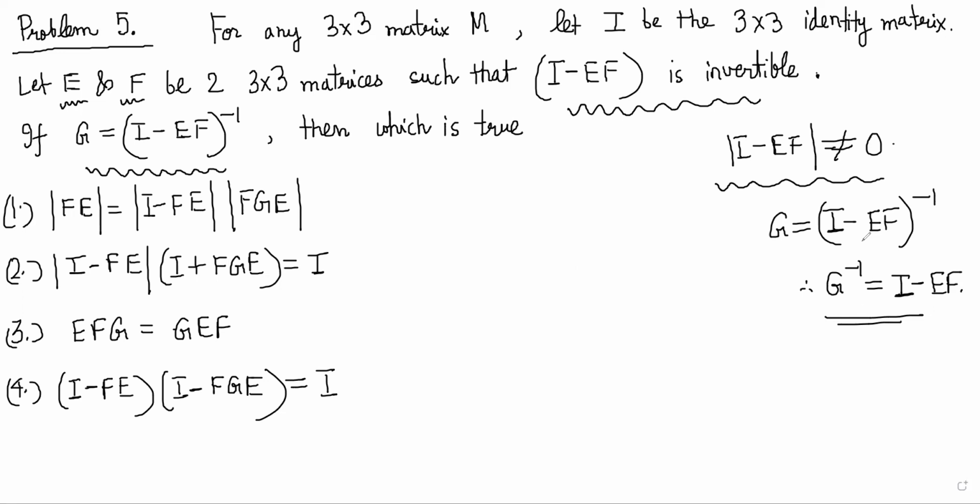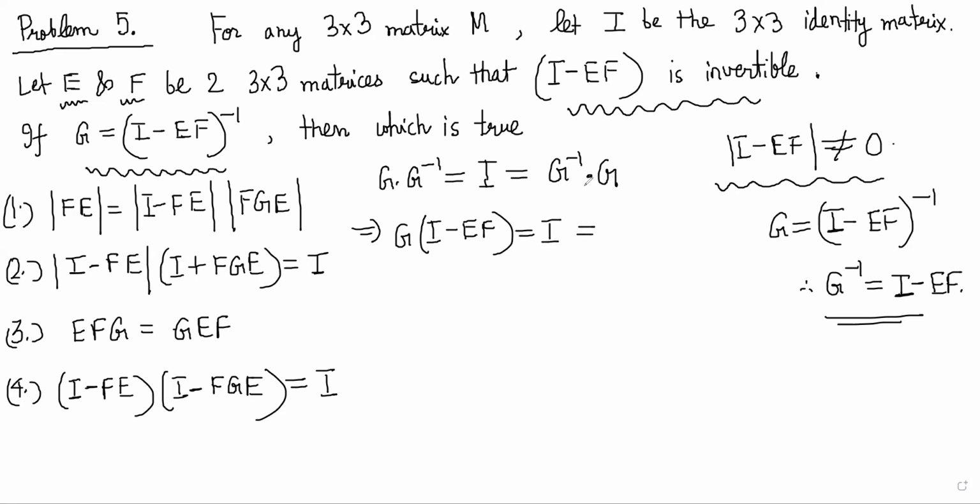So we know G inverse, we know G, and because of the property of inverse, we can say that G multiplied by G inverse will be equal to I, and also G inverse multiplied by G is equal to I. This is a standard property of any invertible matrix, right? So here we'll put G inverse as I minus EF. So this becomes G into I minus EF is equal to I.